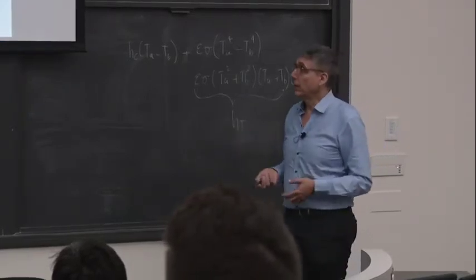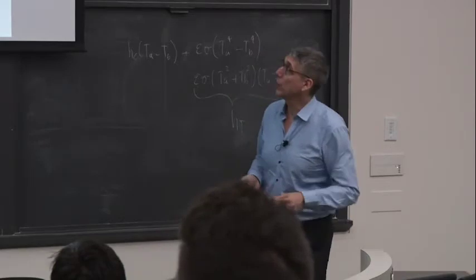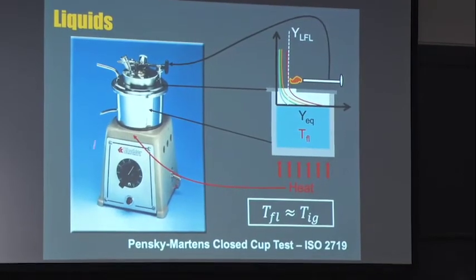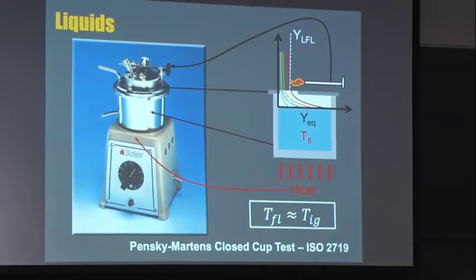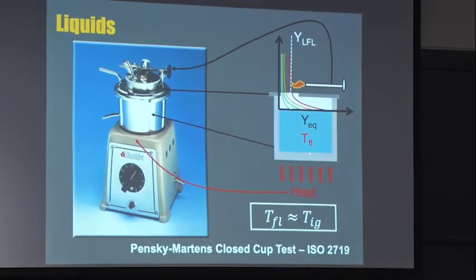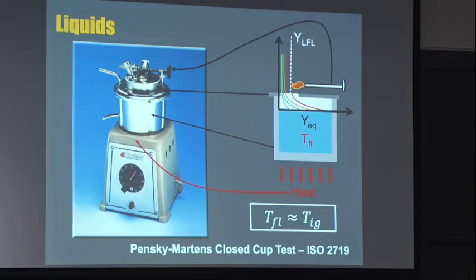Okay? Now, in the case of liquids, it's pretty straightforward. This is a very old test, the Pensky-Martens. And basically, all you're doing is you have a little heating device, you put a little bowl of the fuel, you constantly mix it so that it has a homogeneous temperature, and as a function of the temperature, you get a concentration. And that concentration is linked to the position of the pilot flame, and the moment you reach the flammability limit, you get a flash, and that's where you're going to hold it.